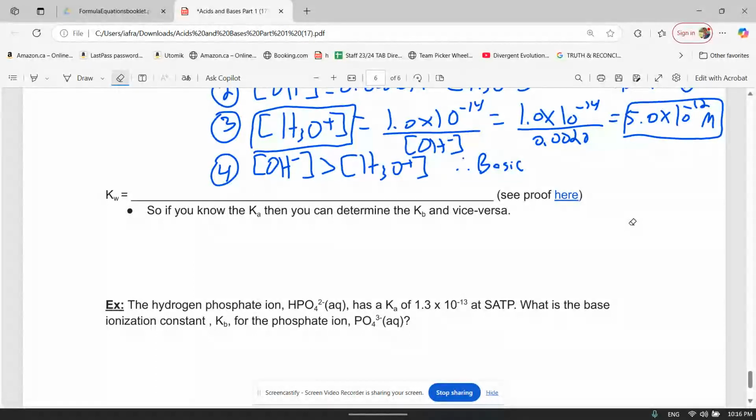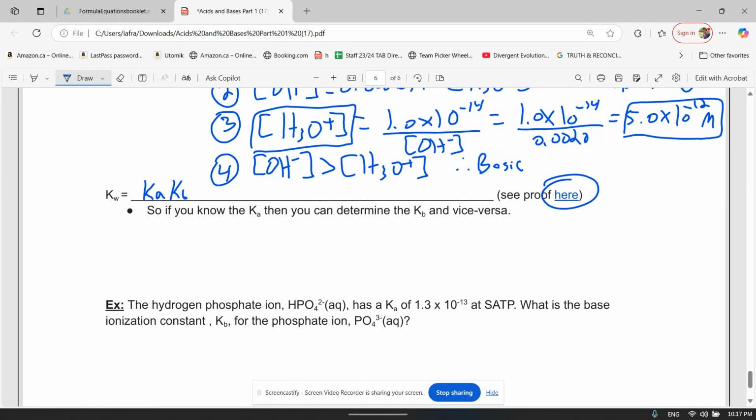In this video, we're going to take a look at the final relationship for Kw. Another relationship that exists is that you can take the Ka for an acid and multiply it by the Kb for its conjugate base, and that would actually give you the Kw. You can actually see proof for it over here. If you want to see why that works out, I'd recommend you watch that.